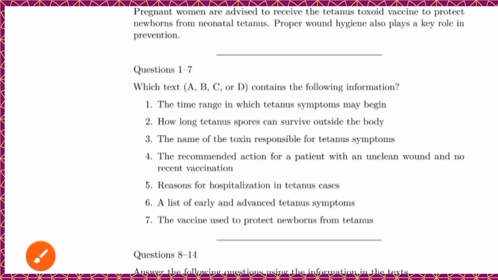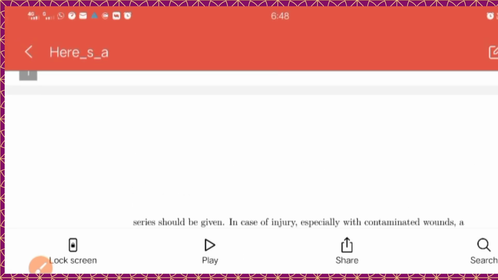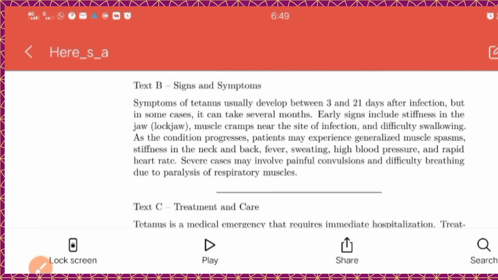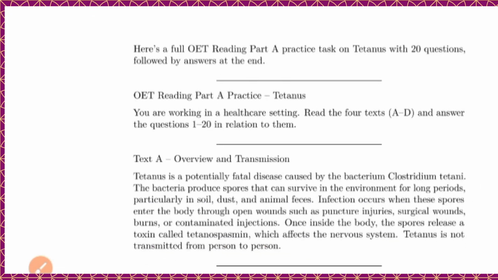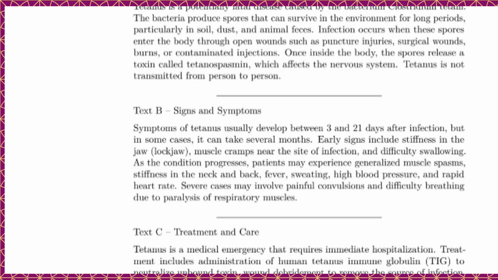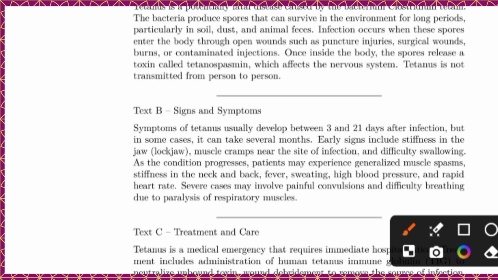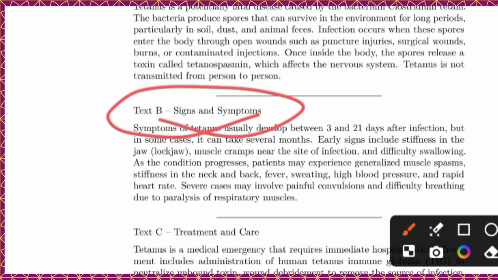Okay, next, the sixth one is a list of early and advanced tetanus symptoms. So, proper advanced symptoms. Obviously the heading is very clear that text B is regarding the signs and symptoms. So the answer we have to give for 6 is B, okay.